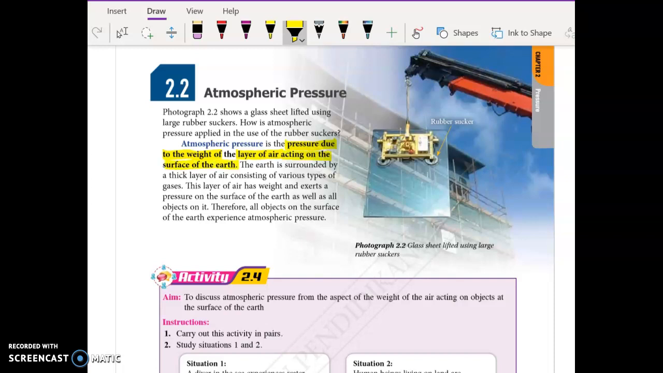We know that the earth is surrounded by a thick layer of air which is trapped under the atmosphere. These layers of air consist of various types of gases such as oxygen, nitrogen, carbon dioxide and so on. The air has weight and it exerts pressure on the surface of the earth. That pressure is called atmospheric pressure.